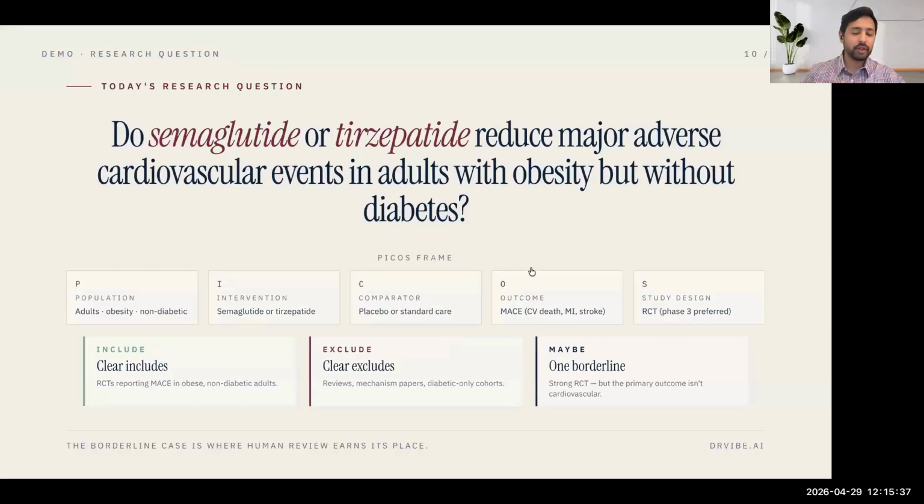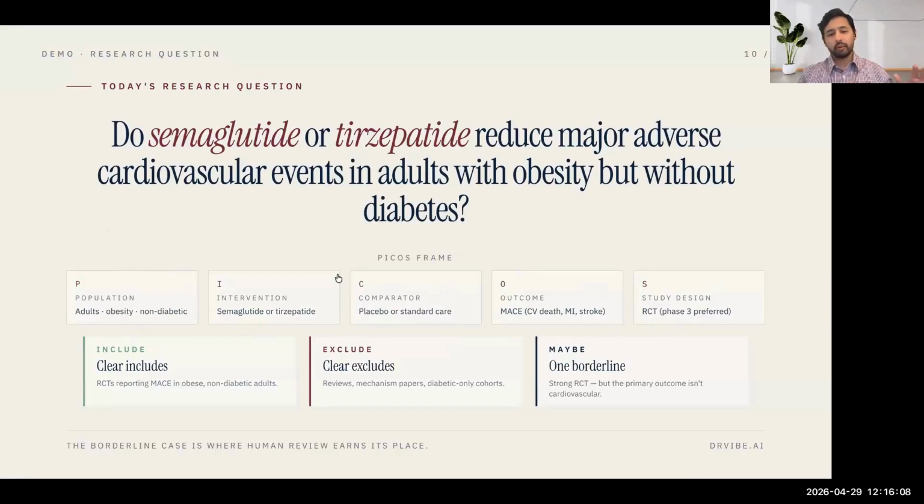So this is going to be our question: do semaglutide and tirzepatide reduce MACE events in adults with obesity but with diabetes? So again, our PICOS is going to be, we're looking for adults with obesity who are non-diabetic, and our interventions are of course semaglutide, tirzepatide. And then comparators are standard and placebo. The goals, of course, the MACE, and then we're looking for RCTs primarily. So that's what we have.